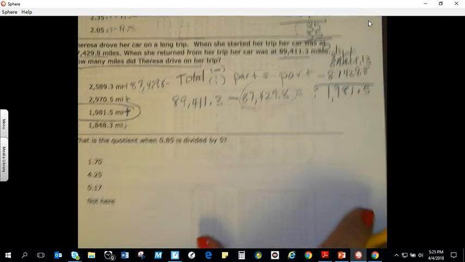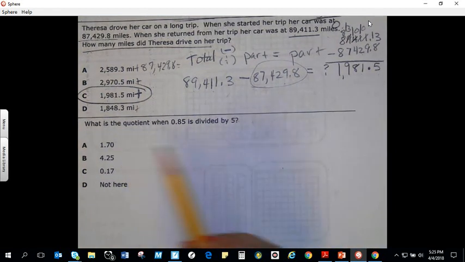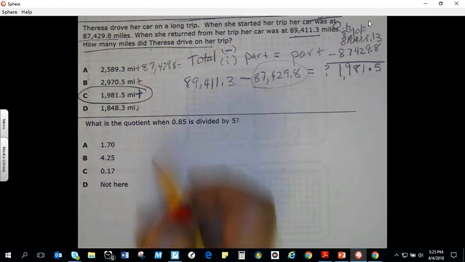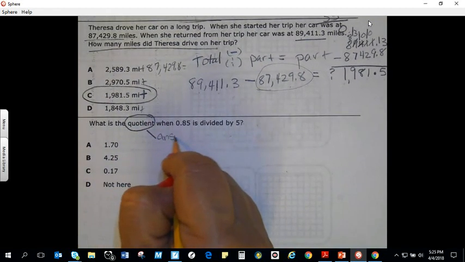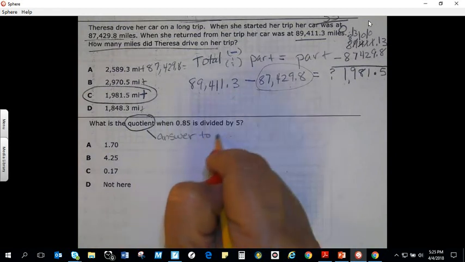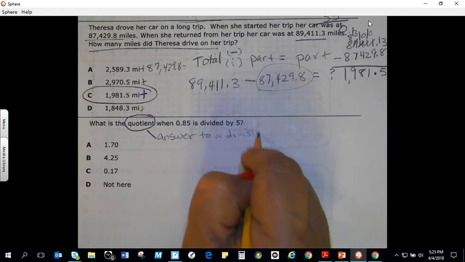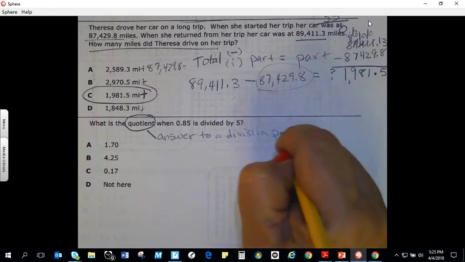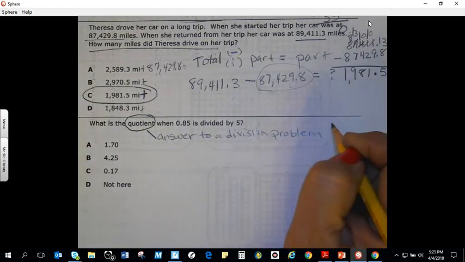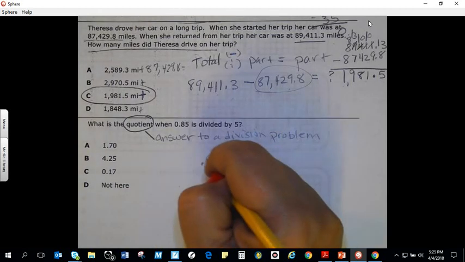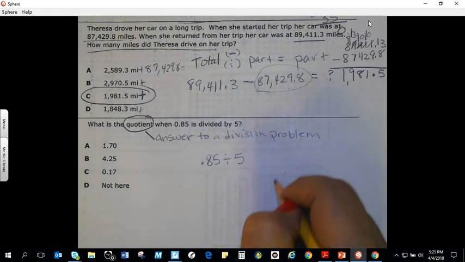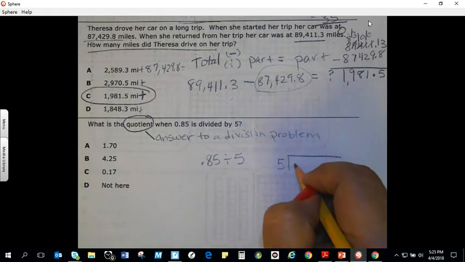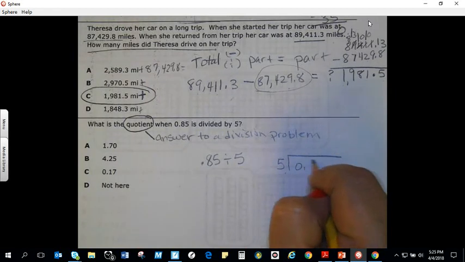All right, next one. What is the quotient when 85/100 is divided by 5? Remember, quotient, don't get confused, it's just the answer to a division problem. Okay, so I'm going to have 85/100 is divided by 5. So now I'm going to have 5 is my divisor. 85/100 is my dividend. My decimal's going straight up.